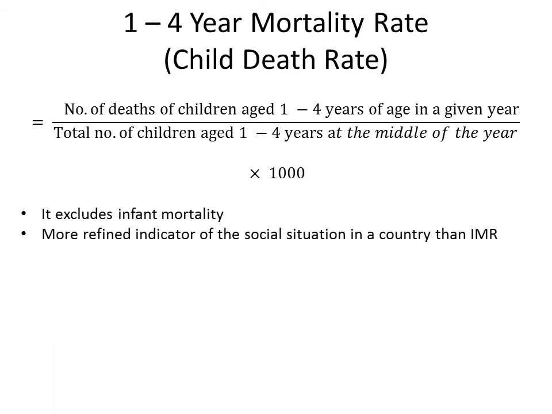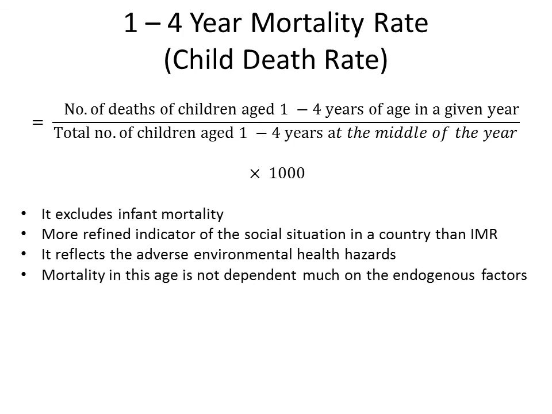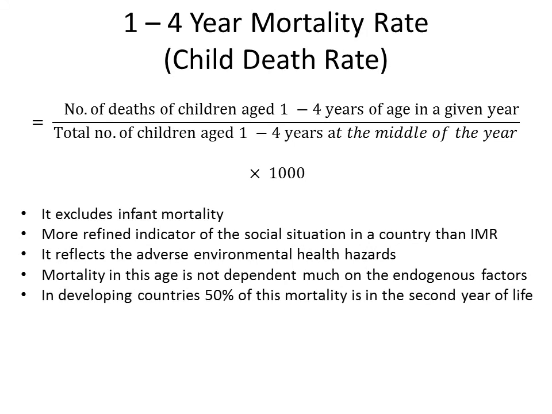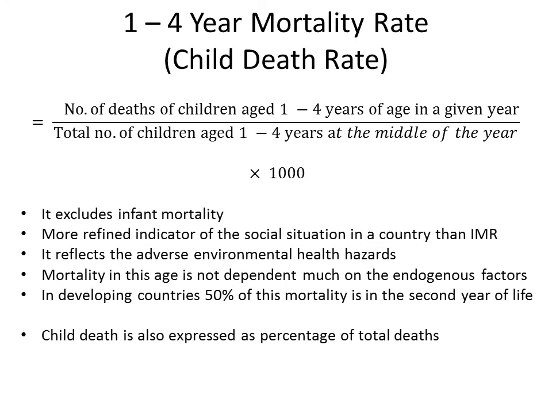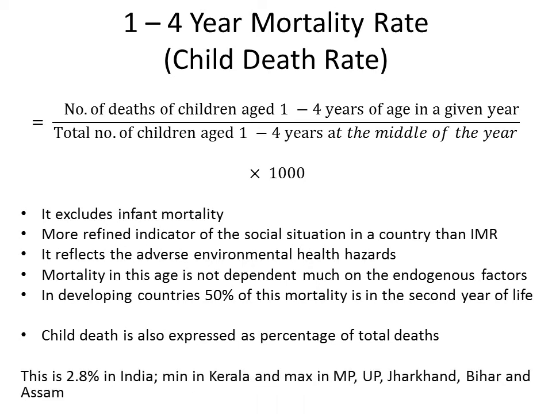Child death rate is a more refined indicator of the social situation of a country than infant mortality rate, because it reflects the adverse environmental health hazards, because mortality in this age is not much dependent on the endogenous factors anymore, but more on the social factors. In developing countries, 50% of deaths in this age group occur in the second year of life. Child death is also expressed as percentage of total deaths, that is proportional mortality rate of 1 to 4 years, and this was 2.8% in India.